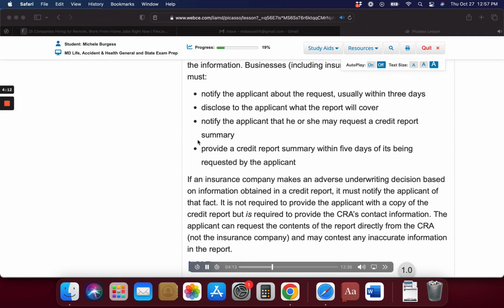If an insurance company makes an adverse underwriting decision based on information obtained in a credit report, it must notify the applicant of that fact. It is not required to provide the applicant with a copy of the credit report but is required to provide the CRA's contact information. The applicant can request the contents of the report directly from the CRA, not the insurance company, and may contest any inaccurate information in the report.